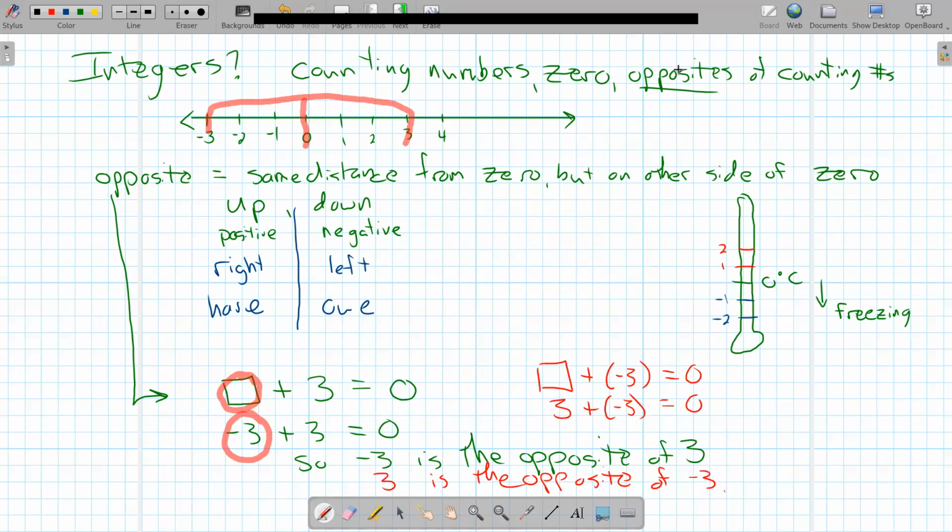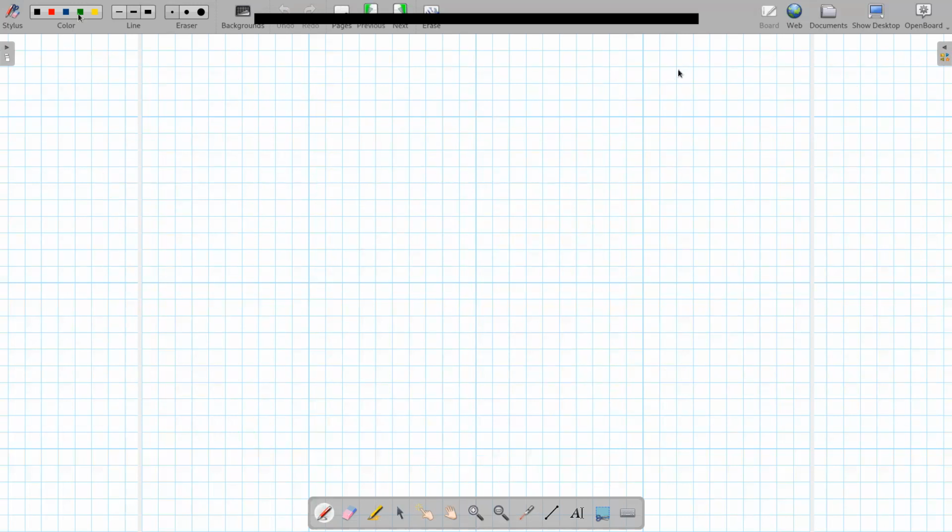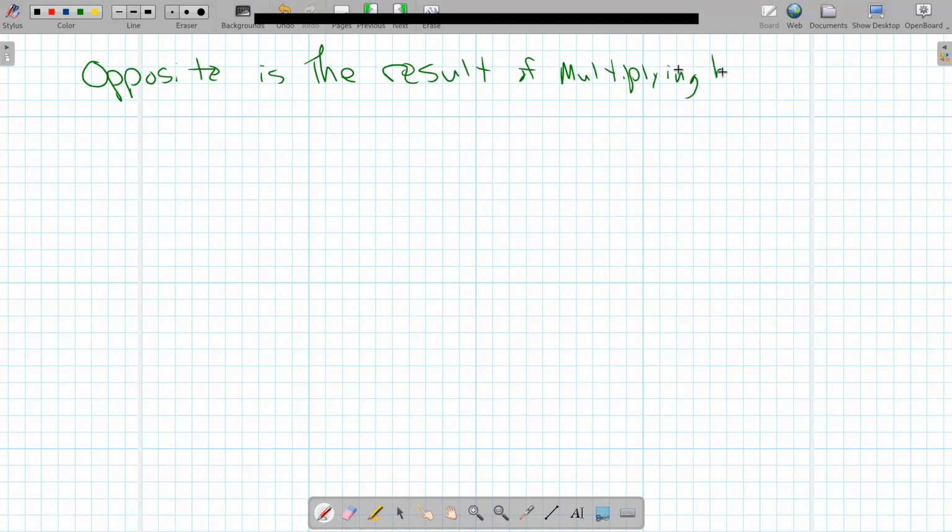And there's a third way to think about what opposite means. An opposite is the result of multiplying by -1. So for example, if I start with 3, and then I take -1 times 3, I get -3, which is the opposite of 3.